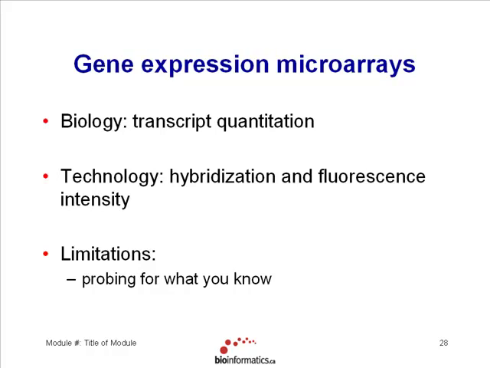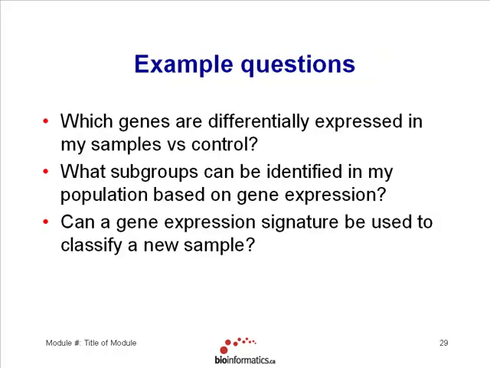So gene expression microarrays, the biology of this is actually to quantitate transcripts, so mRNA transcripts. And the technology that's used is hybridization and fluorescence intensity. Many people in this room understand that quite well, and it's not necessary to go into details about that. One of the limitations of this technology is that essentially what we're probing for is things we already know about. So we have some idea of the annotations of the genes in the human genome, and we're going to probe those for transcript quantitation. Basically the limitation is that we can't discover new transcripts, for example, using microarrays.